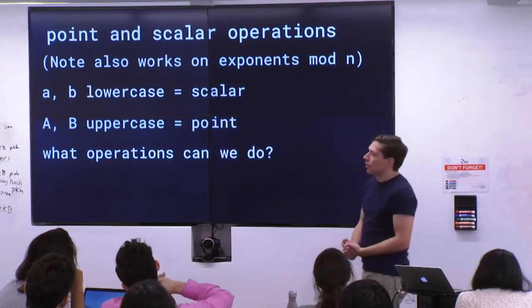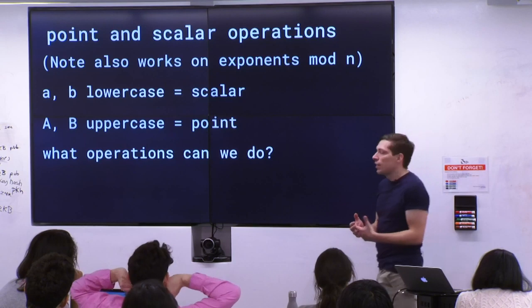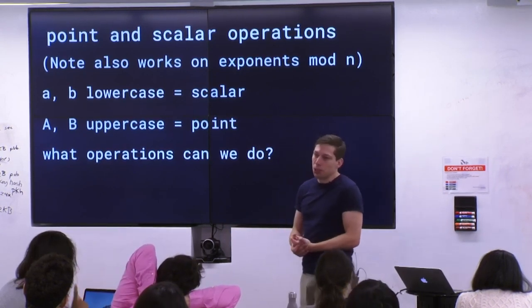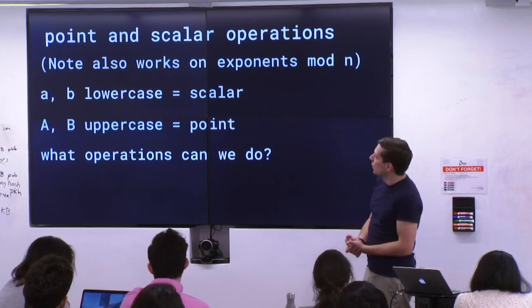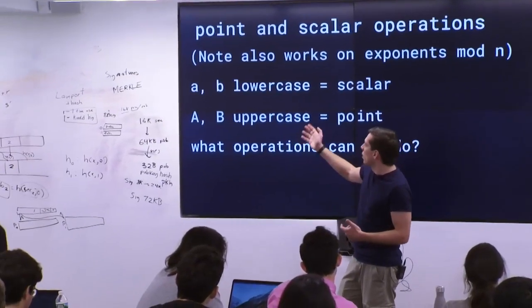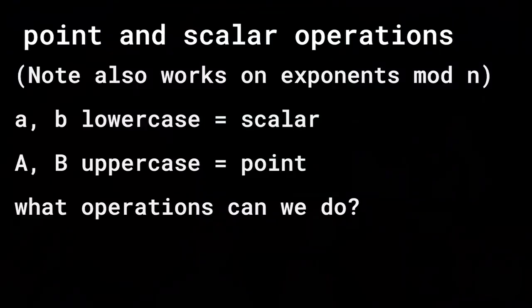Okay, so we've defined these points on a curve and how this curve works. And then we also have regular old numbers, right? So what we'll do from now on is say A and B are lowercase numbers. These are scalars. Scalars just means regular old numbers.